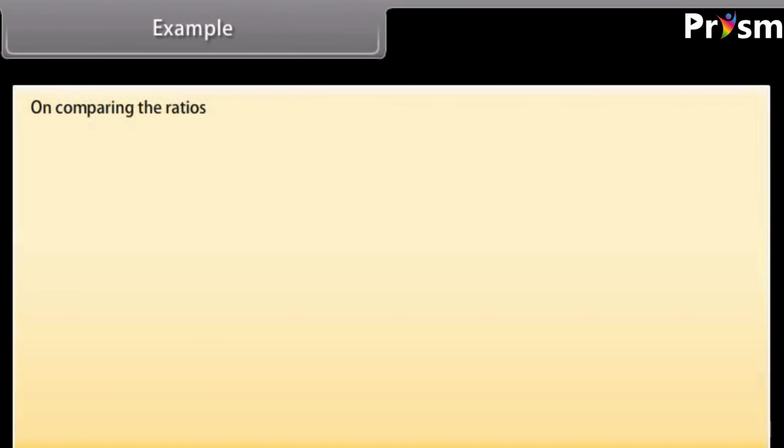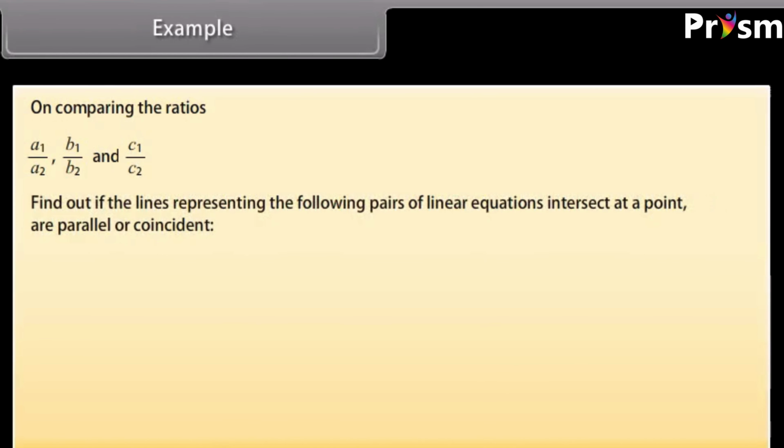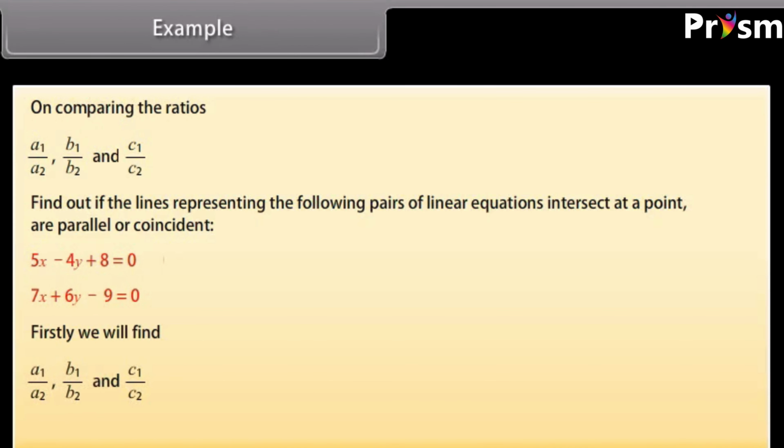Example. On comparing the ratios a1 upon a2, b1 upon b2 and c1 upon c2, find out if the lines representing the following pairs of linear equations intersect at a point, are parallel or coincident. 5x minus 4y plus 8 is equal to 0. 7x plus 6y minus 9 is equal to 0. Firstly, we will find a1 upon a2, b1 upon b2, and c1 upon c2, and then compare them.